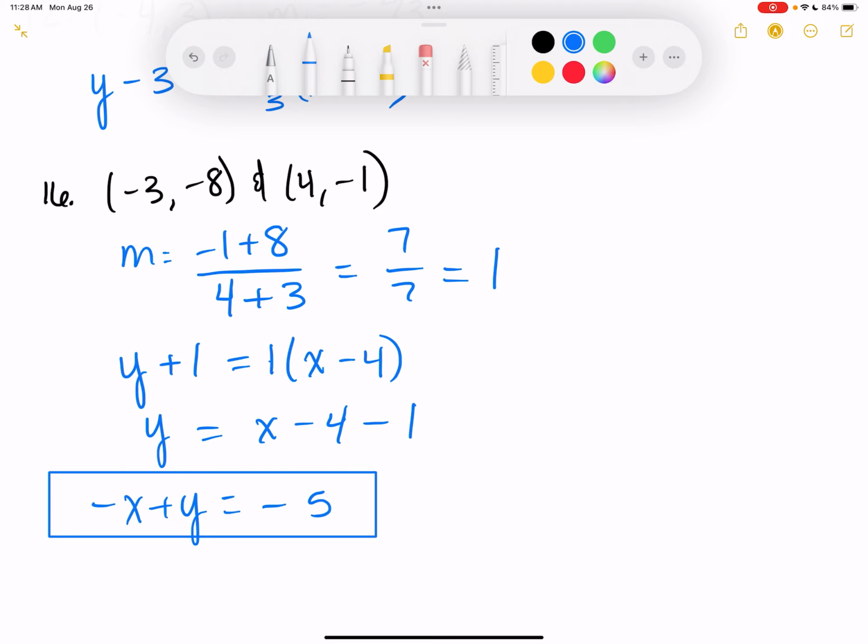So if the instructions ask you for a specific form, you need to make sure you put it in that or you won't get all the points for it. If you set it up correctly but don't do it in the right form, obviously you won't lose all the points, but make sure you pay attention to the instructions with that.